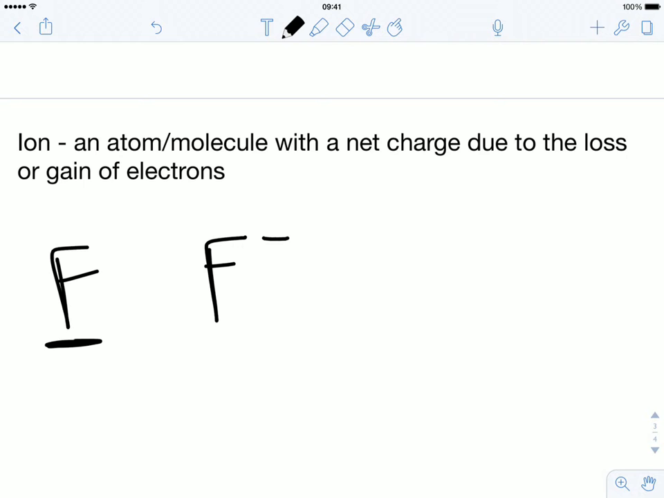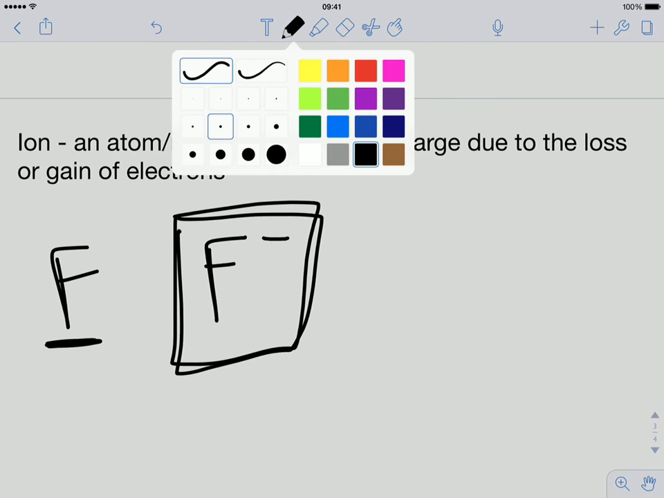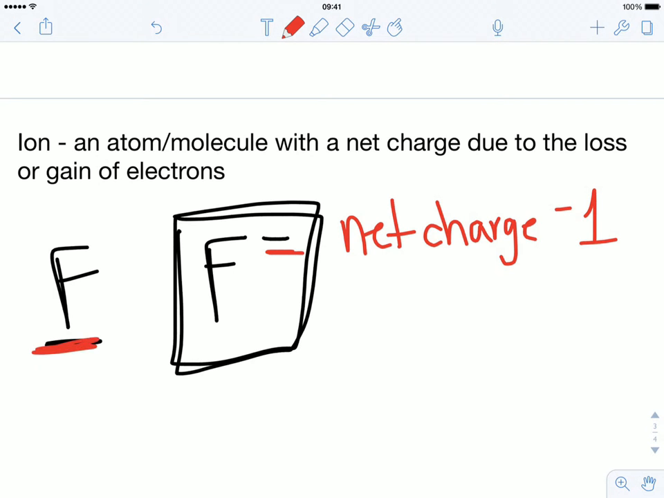So this right here, this fluorine is neutral. It has the same amount of protons and electrons. This fluorine right here is the ion fluorine. And this negative charge means that it has a net charge of -1. So if this fluorine has the same amount of positive and negative things, and this one has a net charge of -1, that means that it has more negative things than it does positive things.